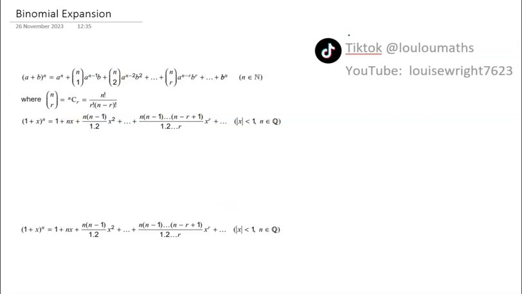I'm just going to talk to you today about the binomial expansion and which one to use and when. So in your formula book, this is the AQA formula book, but it'll be similar for most. You're given both formulas.